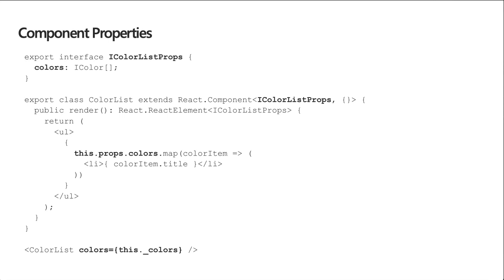Within the render method, I'm going to look at the current properties for the component by saying this.props, and I know that it has a property or a collection called colors. So all I'm doing here is just writing out a list of all the colors. Then to consume this component, I would say ColorList, and then have my colors attribute, and I'd specify an array of colors.